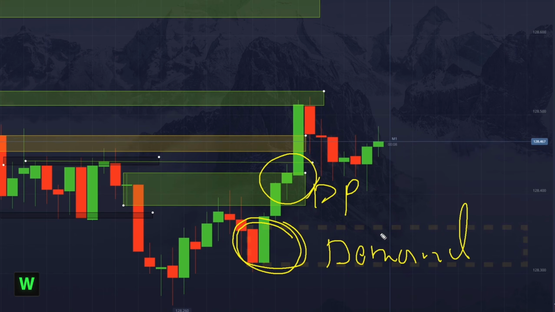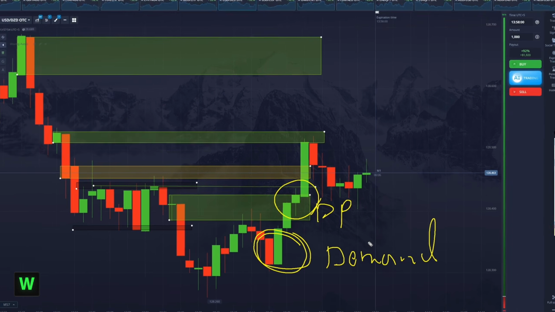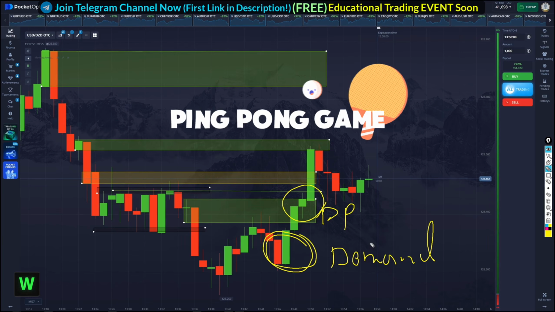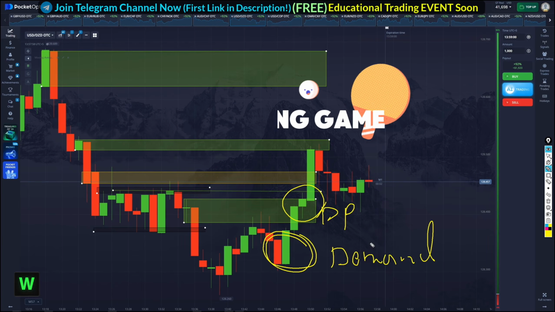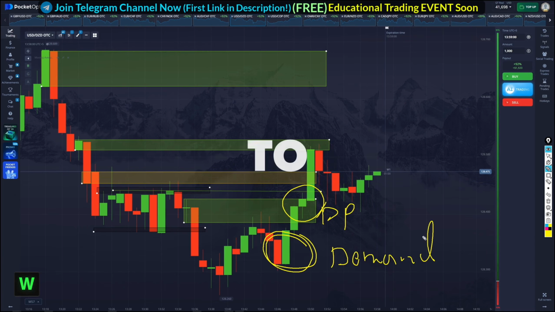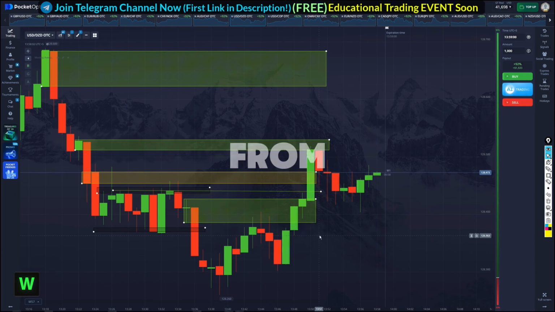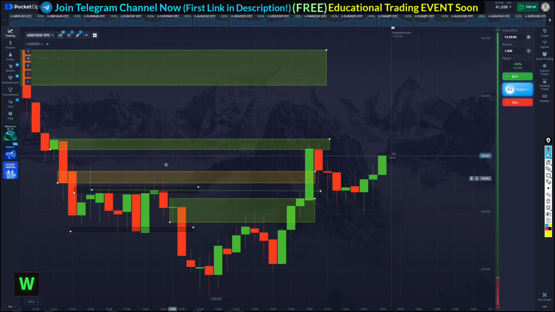These are the areas that the market basically reacts like a ping pong game. Okay, they just ping pong the price to each other from supply to demand, from decision point to decision point, from QM to QM. I'm sorry if I'm explaining this pretty fast.